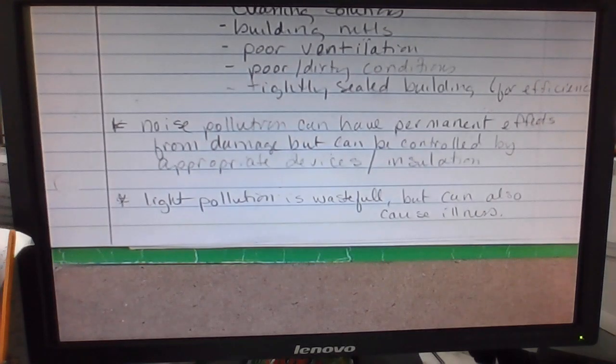Light pollution is wasteful, and it can also cause illness. So people can have like seasonal affective disorder if they don't have daytime, nighttime lighting conditions. I know folks that can't sleep at night if they've got a light on, and I know folks that can't sleep at night if they don't have a light. You can see smoke and stars. But that's not like an illness or anything. Hey, there's so much light you go out there and you don't see any stars.